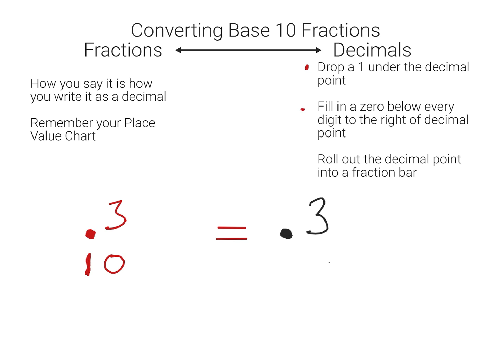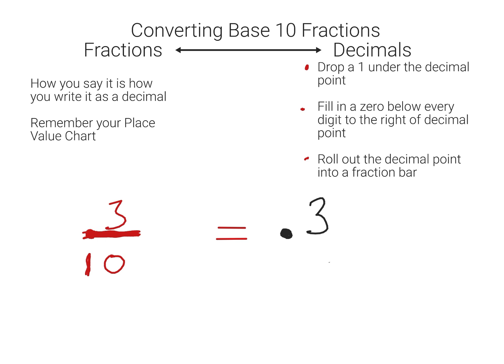Next, roll out the decimal point into a fraction bar. So think about that decimal point being stretched out into a fraction bar. And you have just converted a decimal to a fraction. 0.3 is written as 3/10. How you say it is how you write it as a decimal. And this is remembering your place values.